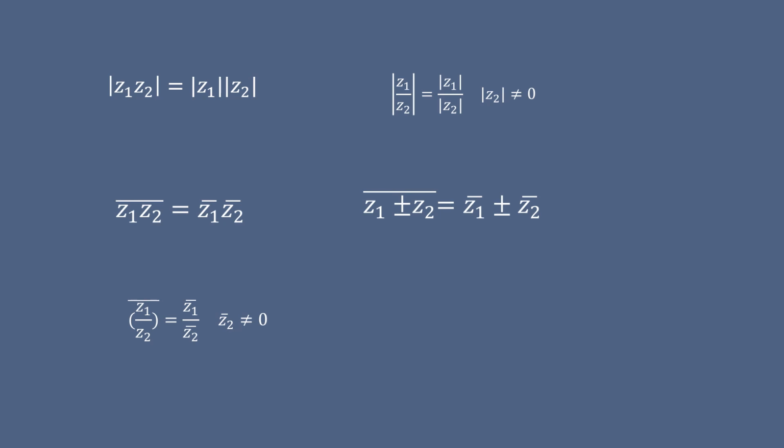So this was all about representing a complex number in the form of a plus ib, and the modulus and conjugate of a complex number. In upcoming videos, we'll be learning about the Argand plane and the polar representation of complex numbers.